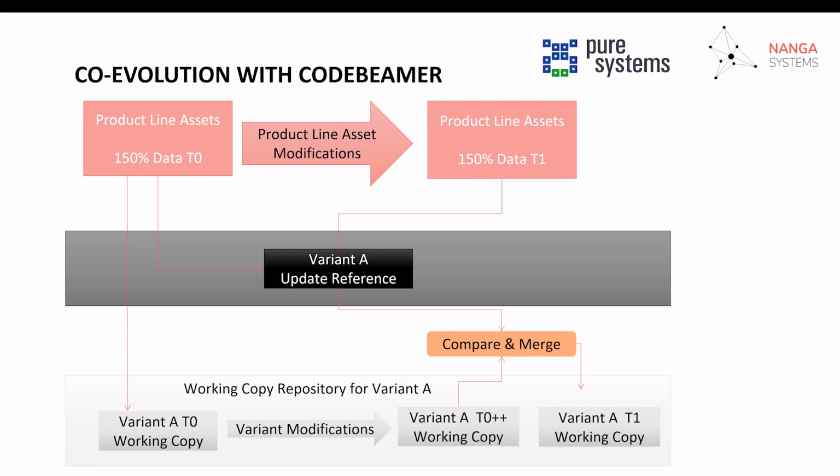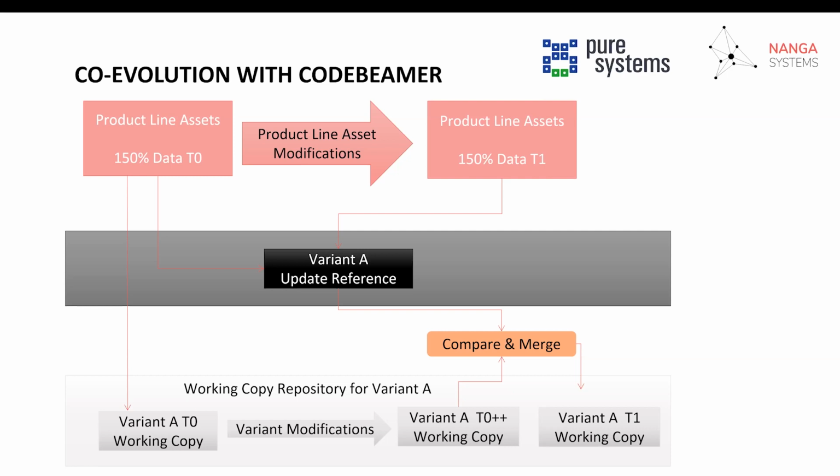If we're now going to modify the product line, a new product line asset is created, with T1 in the right corner here. It's the so-called 150% of our data. And we have created a new reference copy with all the new assets as well.